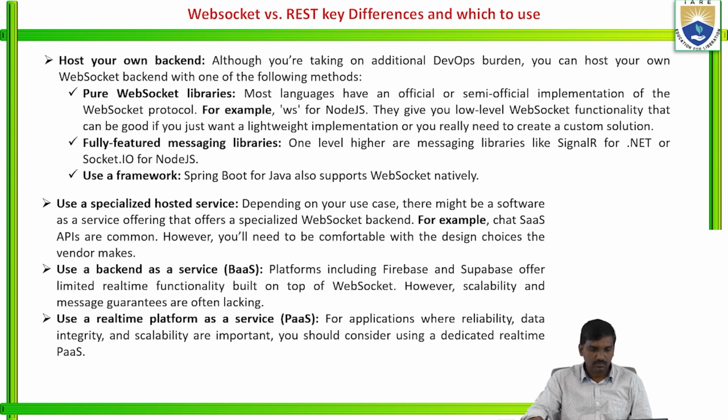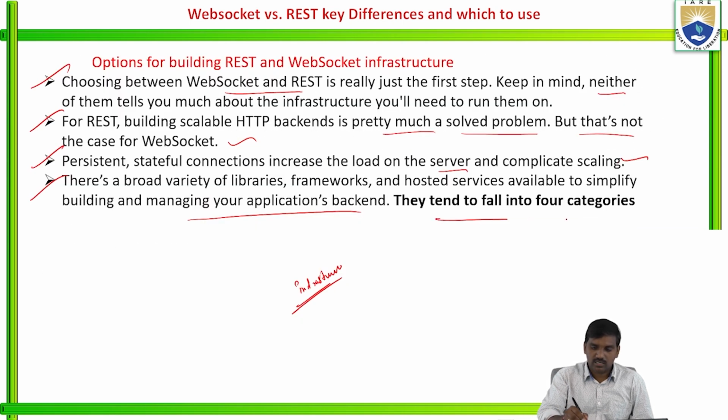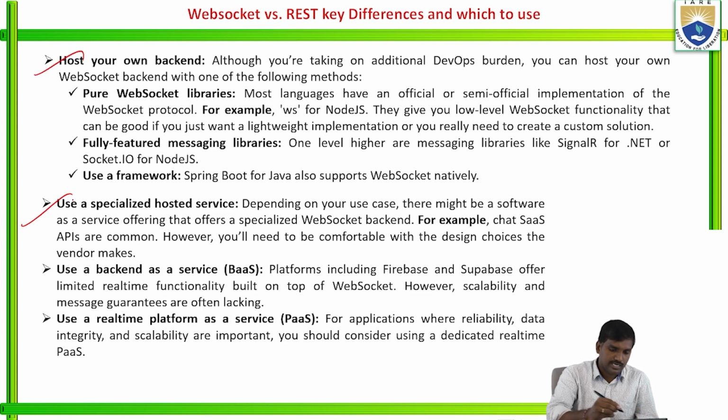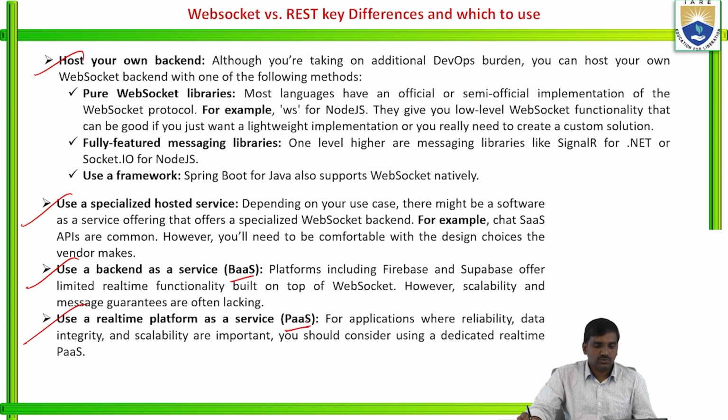So these are the four categories here: host your own backend, use a specialized hosted service, use a backend as a service (BaaS), and use a real-time platform as a service (PaaS). Under host your own backend, we have three types here: pure WebSocket libraries, fully featured messaging libraries, and use a framework.